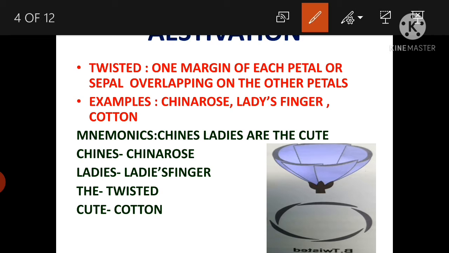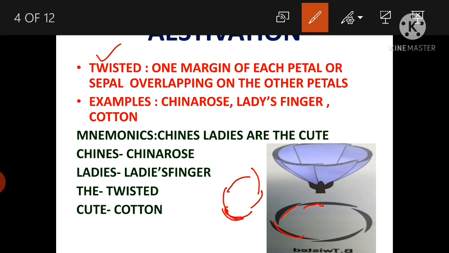The second type of aestivation is twisted. Here, let's again take 5 petals. The arrangement will be overlapping. One will be overlapping the other one, and that will be overlapping the next one. You can see a slight overlapping is present. This will be overlapped by the other one, and here this will be overlapped. So one petal overlaps the other, and all the petals or sepals overlap each other.